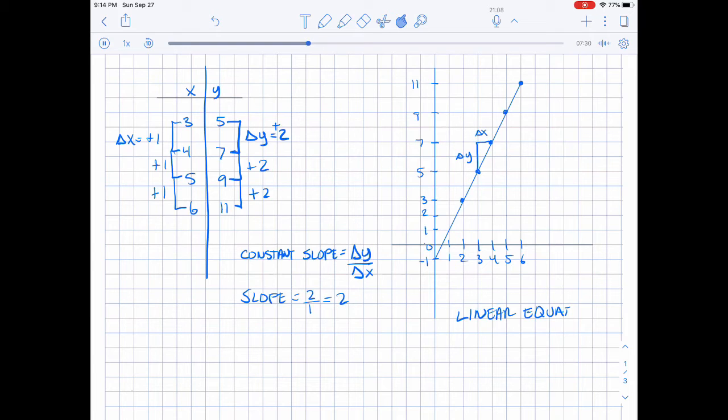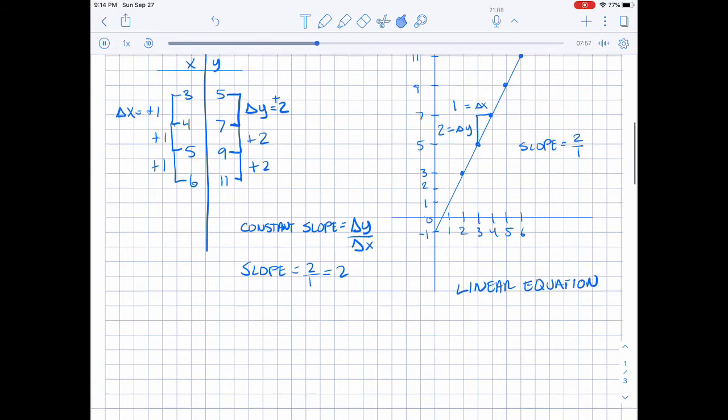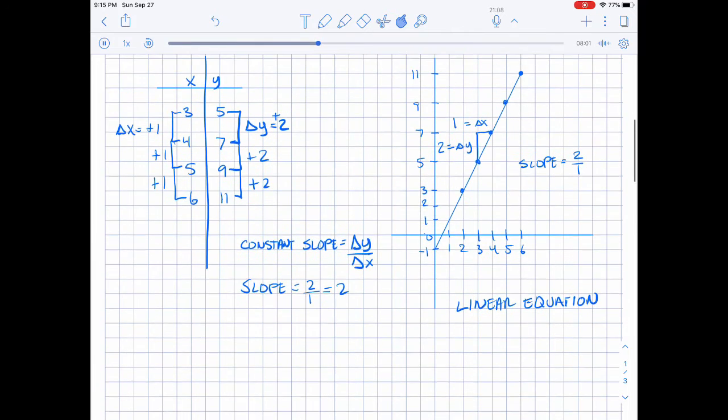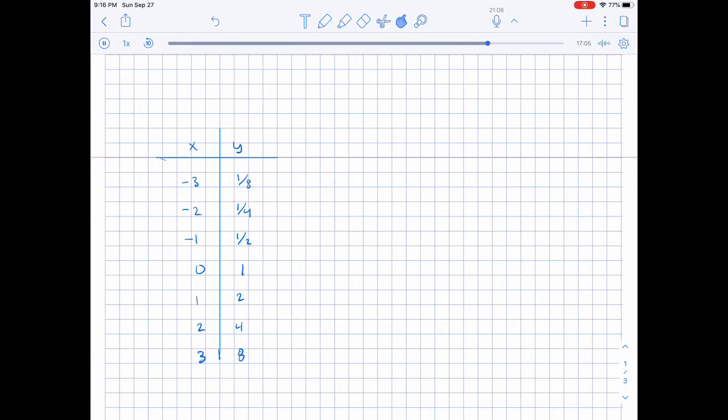Because our rise over run stays constant, in other words, our rise of a +2 and our run being a +1, our slope stays constant at 2 over 1. Therefore, we have a graph of a linear equation. Let's take a look at another table of values.